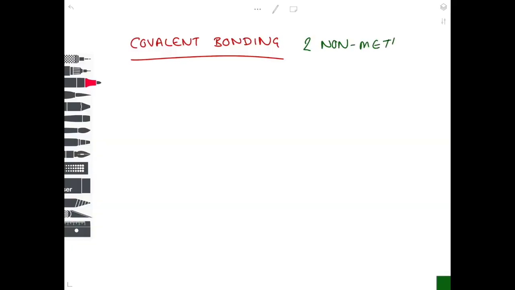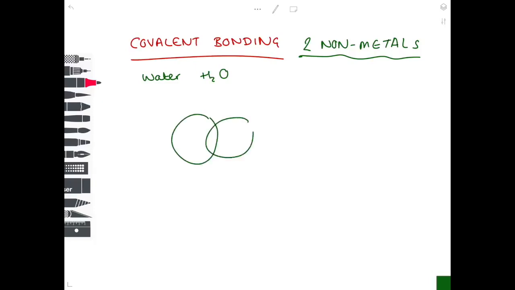Looking at covalent bonding now, we can see we're looking at 2 non-metals. So don't be tempted to draw an ionic bonding diagram. We're going to take a nice straightforward example to begin with, which is water, H2O. So we're going to have a central oxygen atom, 2 hydrogen atoms coming off the side, label the atoms, and then have a look in the periodic table and see how many electrons they have in the outer shell. And remember, that's given by their group number. So hydrogen has 1 electron in its outer shell. Oxygen has 6.